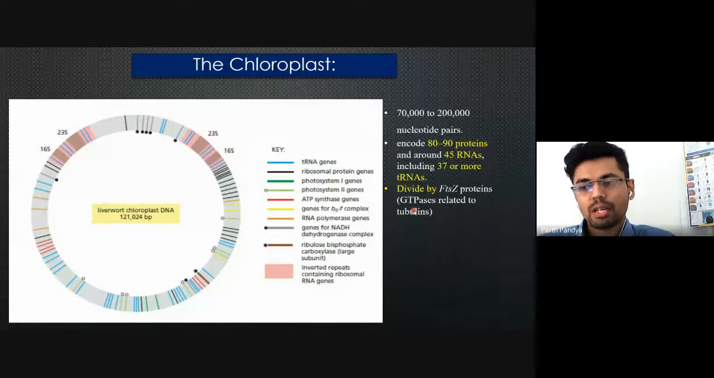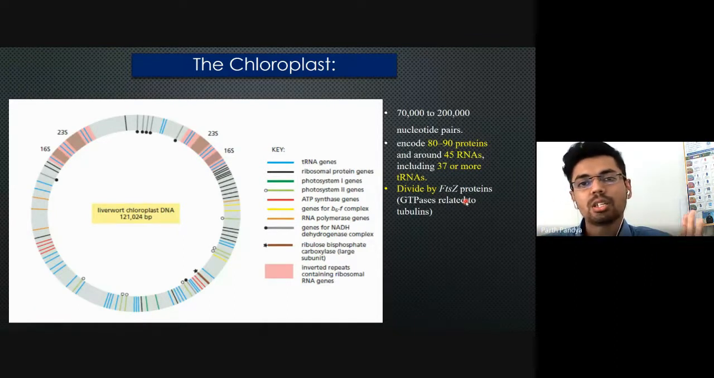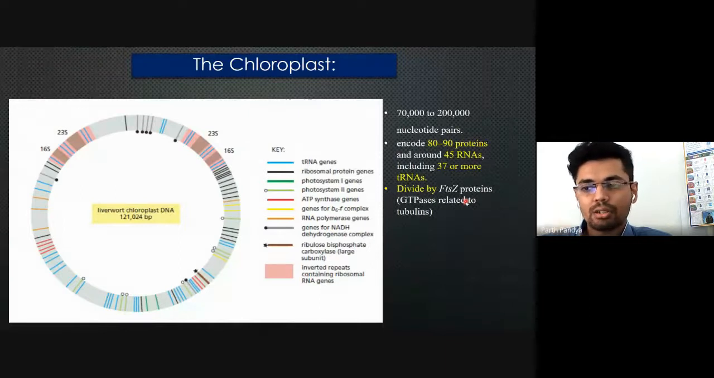This chloroplast divides by a mechanism involving the FtsZ protein. This is a GTPase which has been found exclusively in prokaryotes. Whenever we study cell division in prokaryotes, we always study the FtsZ proteins. It is one of the cell cycle proteins governing cell division in bacteria. Scientists say that this gene has been acquired by the chloroplast from the ancient prokaryotic bacteria, and it remains as the same analog doing the same function.